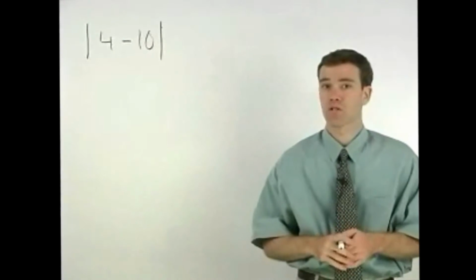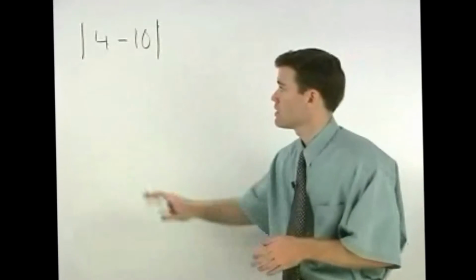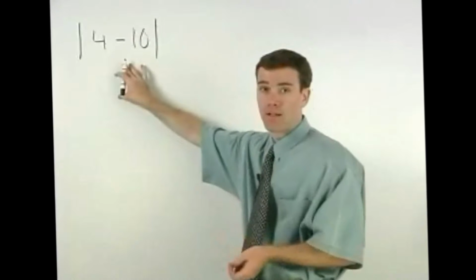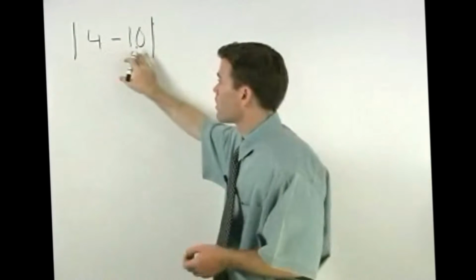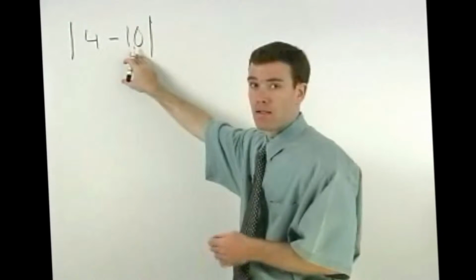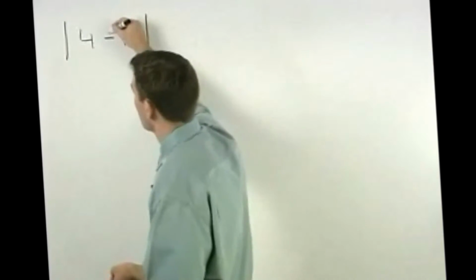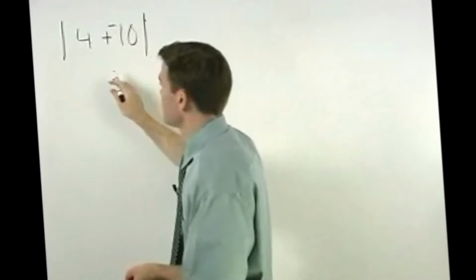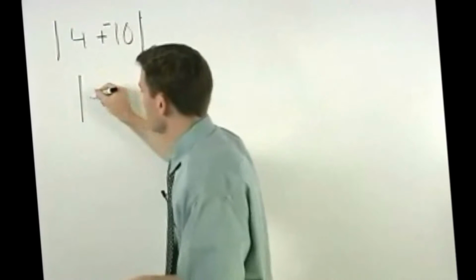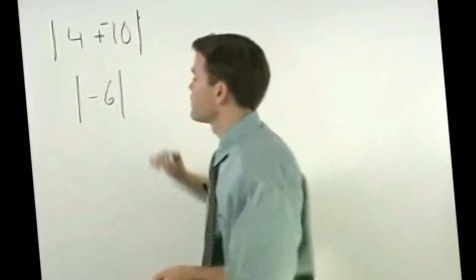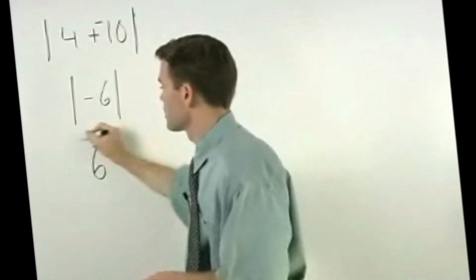Before taking the absolute value of a number, always simplify what's inside the absolute value as much as possible. So here we have 4 minus 10 inside the absolute value, which can be thought of as 4 plus -10 or -6. So we have the absolute value of -6, which is +6.